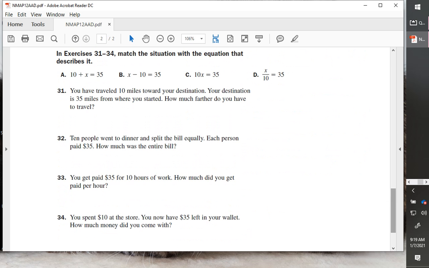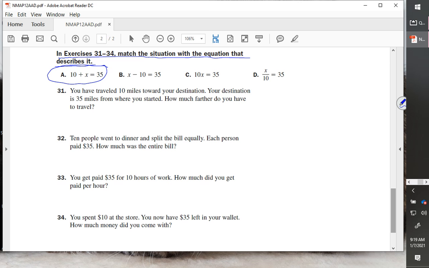Now, do you suppose these story problems are story problems that we can solve? And as a matter of fact, if you read the directions carefully, it says, in exercises 31 through 34, match the situation with the equation that describes it. That means this equation is going to go along with one of these story problems.